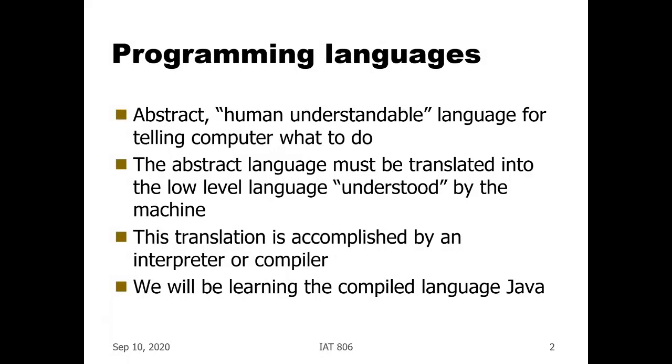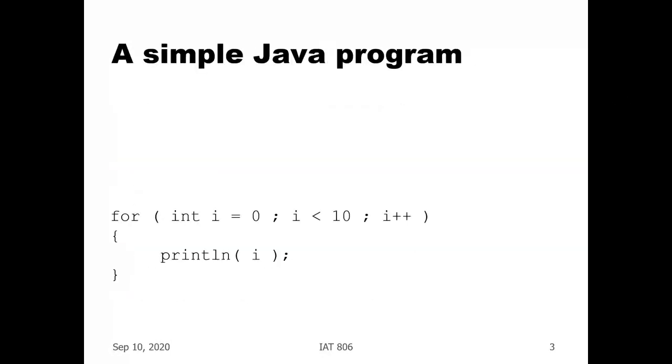The translation from the abstract human understandable language to the machine language, or the lower level language, is accomplished by an interpreter or a compiler. Those are both technical terms for programs that translate higher level languages into languages understood, interpreted, or run by the machine. So we are going to learn the compiled language Java. And that language Java is going to be wrapped around the system called processing that we'll talk about in a bit. So here is a very simple Java program.